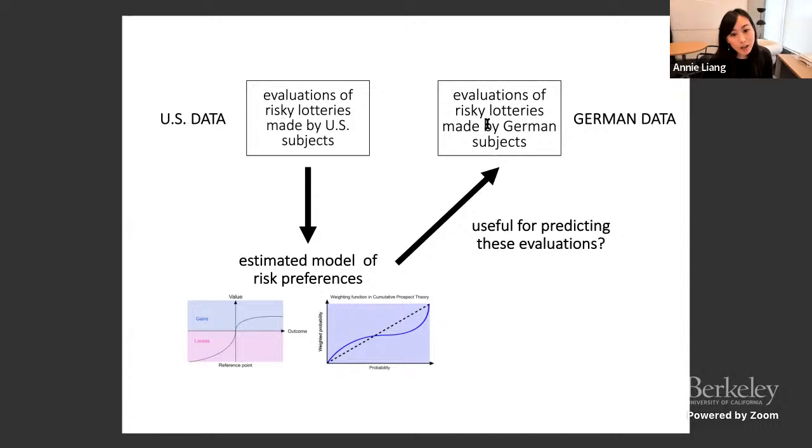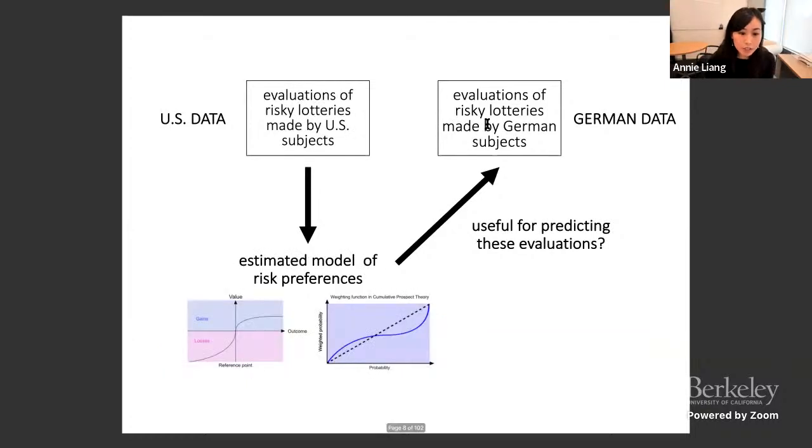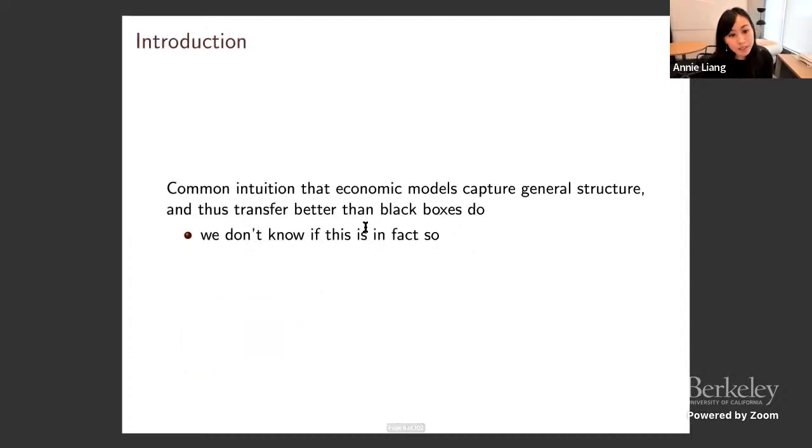Despite the increased popularity of black box algorithms, even for economic prediction problems, there's still quite a lot of reliance on these traditional economic models. And we think one of those reasons is because people have an intuition that economic models do a better job of capturing general structure than black boxes do. And thus, these economic models are going to transfer better across domains. It's a very reasonable intuition. We don't know if that is in fact so.